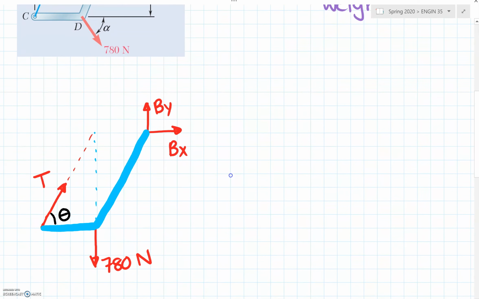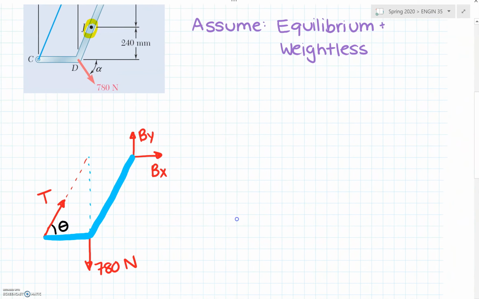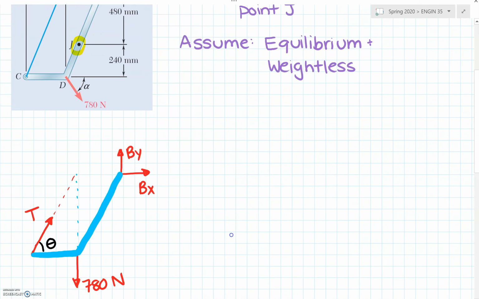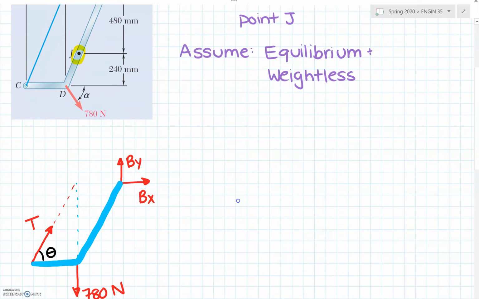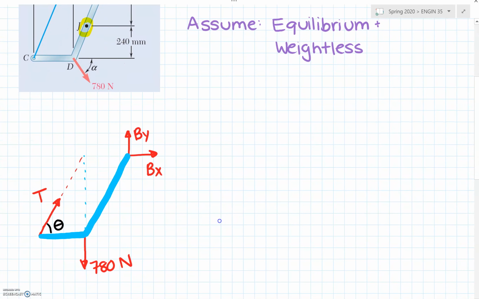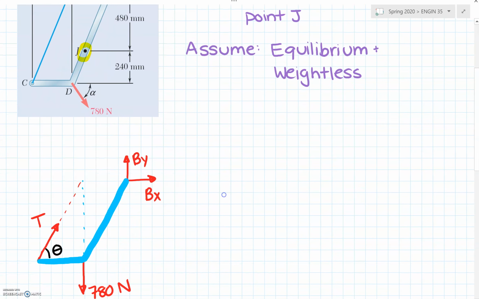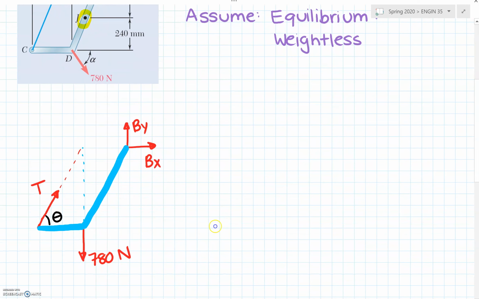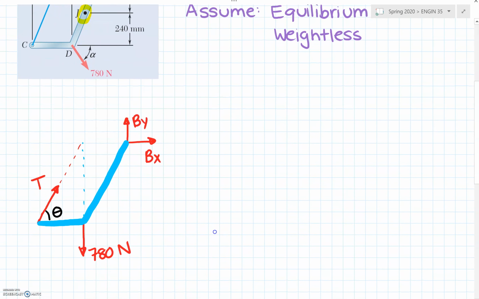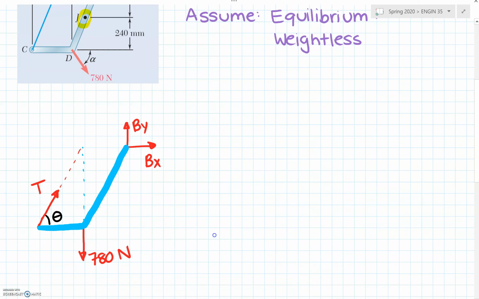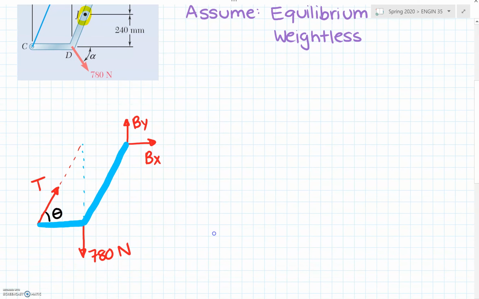I started this problem by drawing a free body diagram. We replaced the cable at C with that tension force. We replaced the pin at B with a Bx and By force. And then we have that downward 780 Newton force. So I can solve this problem.